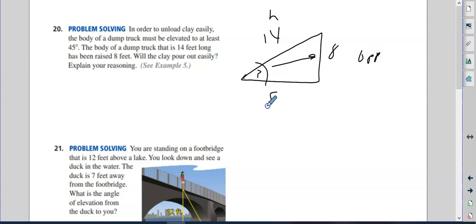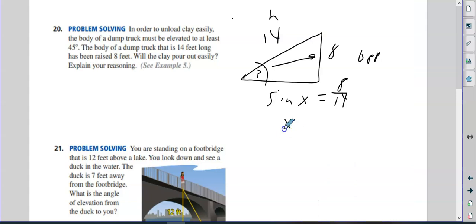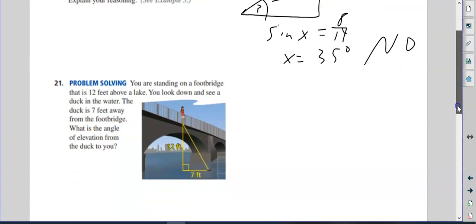So we're going to do sine. Sine of x equals 8 over 14. So we just use our calculator again, second sine, and just type in 8 divided by 14. Don't need to convert it. 34.8. 35 degrees. It needs to be at least 45, so the answer is no. Being raised 8 feet is not enough.